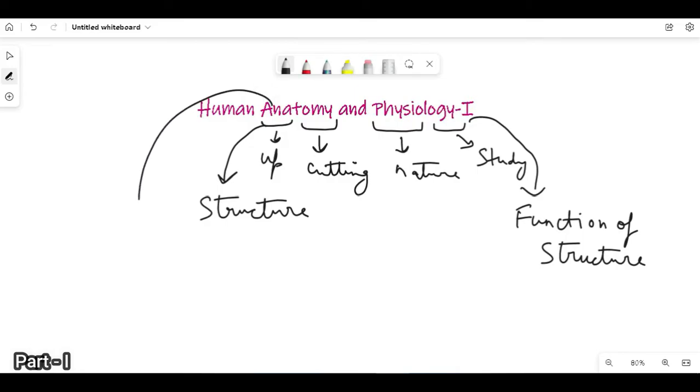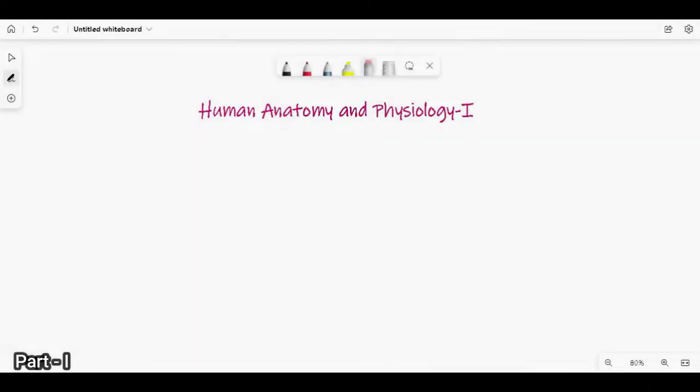It is the science of the body structure and the relationship among them. And physiology is the science of the body function, that is, how the body parts work. Now we will study the branches of anatomy and physiology. In anatomy there are 10 branches, and in physiology there are 8 branches.